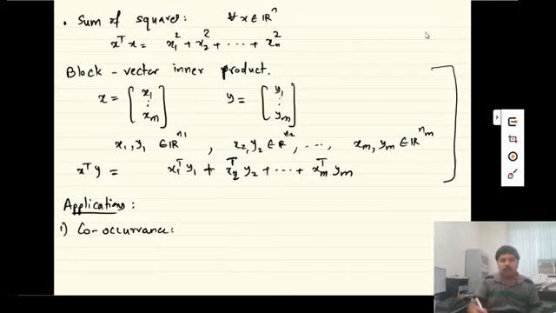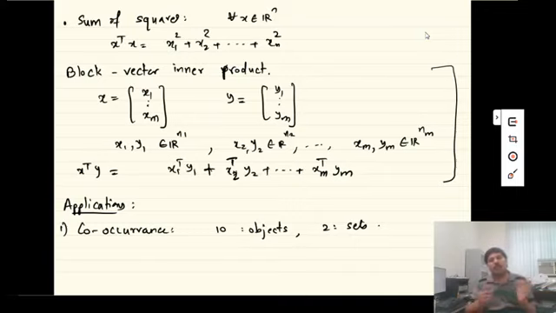So what is co-occurrence? Say, for example, there are 10 objects and 2 sets. Both the sets may not have all the 10 objects. One set has, say, 7 objects, the other set has 5 objects. If an object is present, then I say 1, if the object is absent, then I say 0.